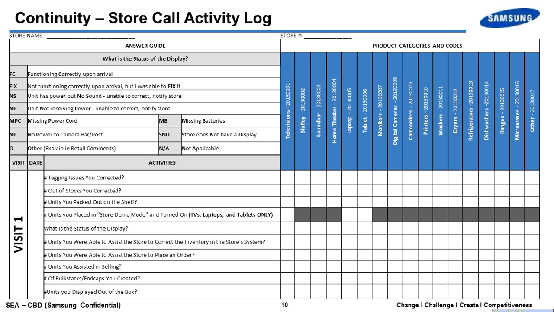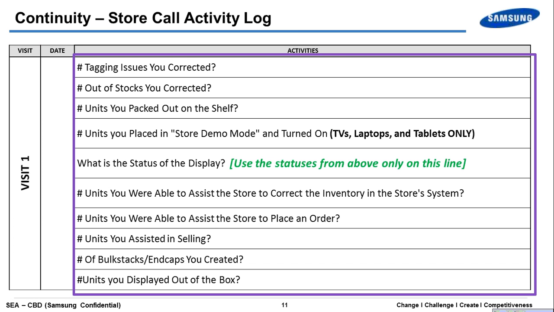So now I'm going to zoom in and you can see a larger view of this. You can see the 4 sections there. Now I'm going to go section by section and show how we fill it out. This is the action type here in the purple. I've already gone over these twice now, the different types of activities that you will be completing on the continuity visit: the tagging issues, the out-of-stocks, functionality issues, displays, and things like that. You'll see here that question 5 asks, what is the status of the display? That's from the status section in the green section above. So we'll come back to that in just a moment.